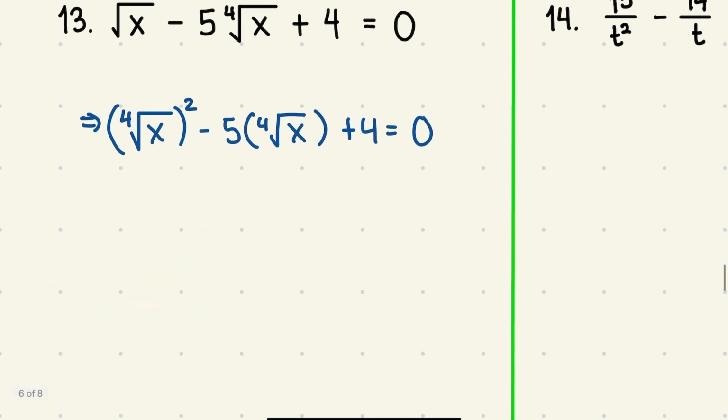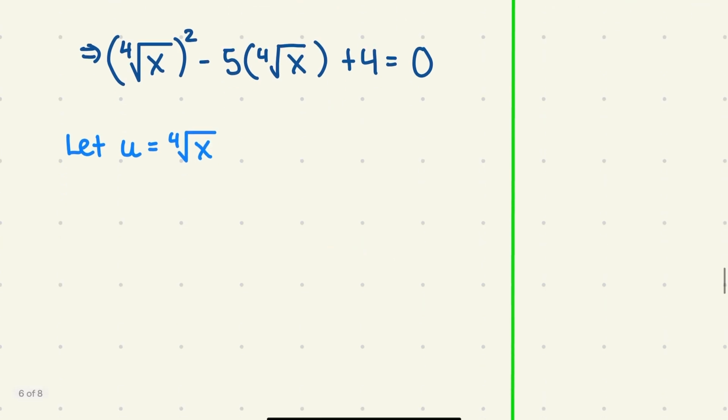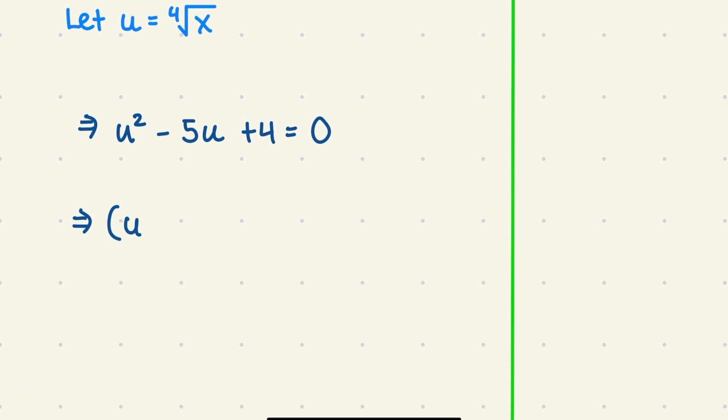And then from here, the magic arrives. What we do is we let u, or you can use any favorite letter of yours, be the fourth root of x. Then our given will become u squared minus 5u plus 4 equal to 0. And this is basically a quadratic equation that we know how to solve. You can verify that it factors into u minus 1 and u minus 4 equals 0. So that's easier to check.